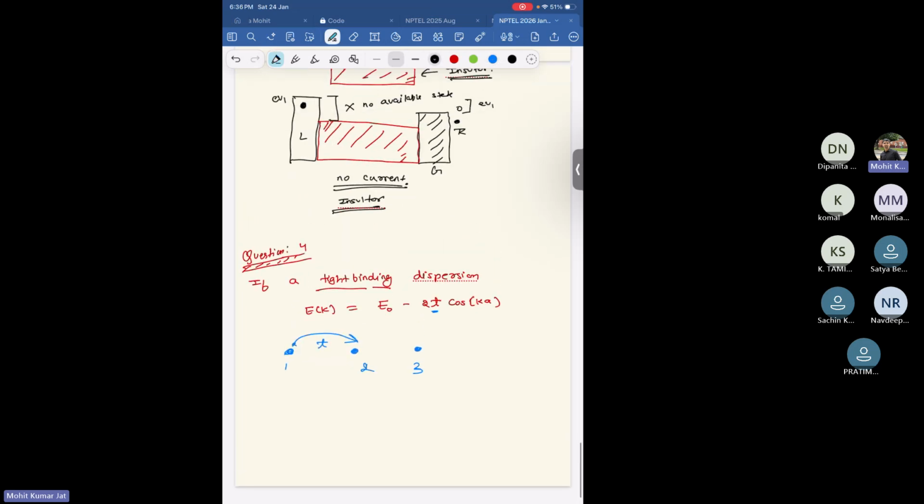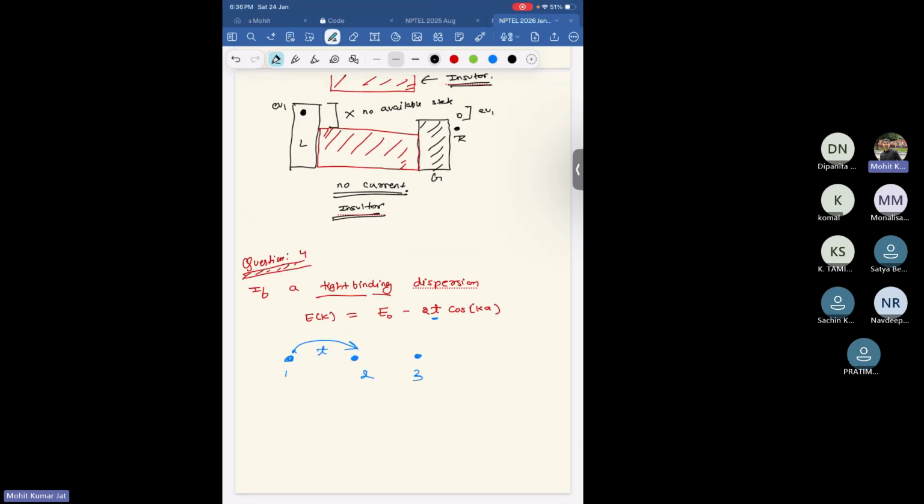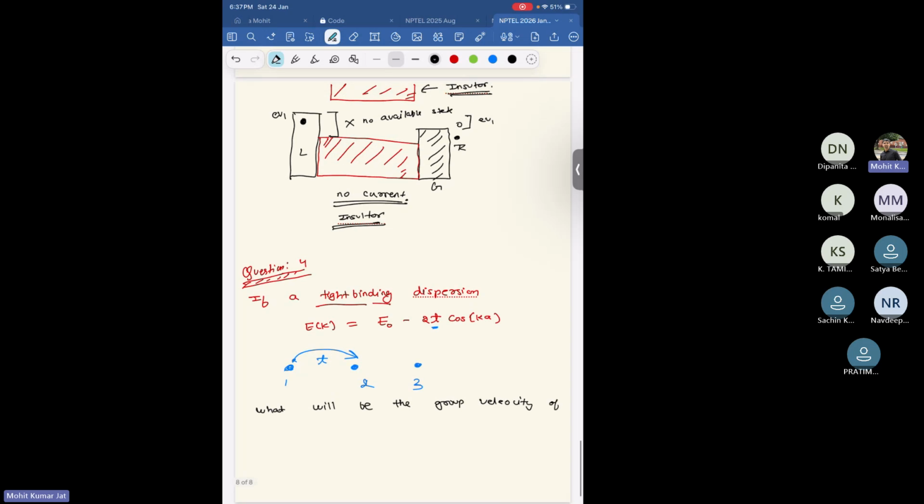So in this kind of dispersion, what is the group velocity? Group velocity is the velocity with which your wave packet travels in the electronic dispersion, and it determines how the total flow of electrons is determined. So what will be the group velocity of an electron?